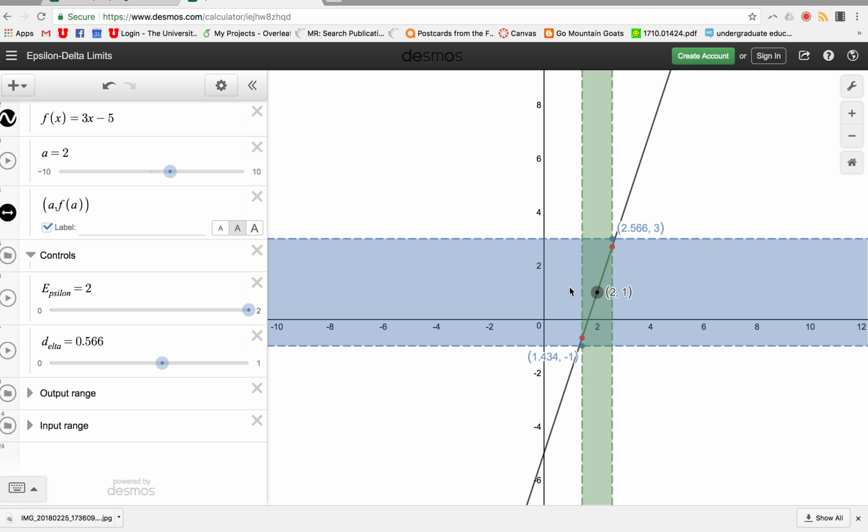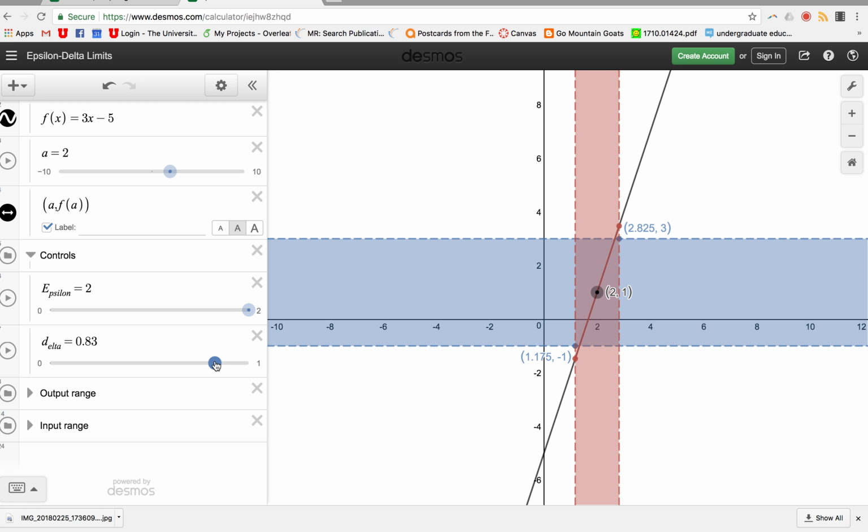And so what we have to do to prove that this function is continuous at the point 2 is show that there's some safe range, some interval around that number 2, so that no matter what input we choose in there, we're going to definitely land in this blue strip. Right? And so let's see what happens.